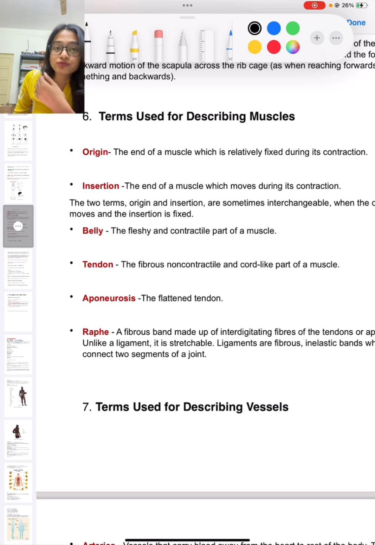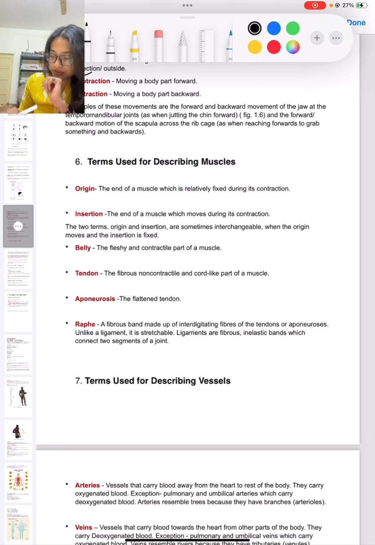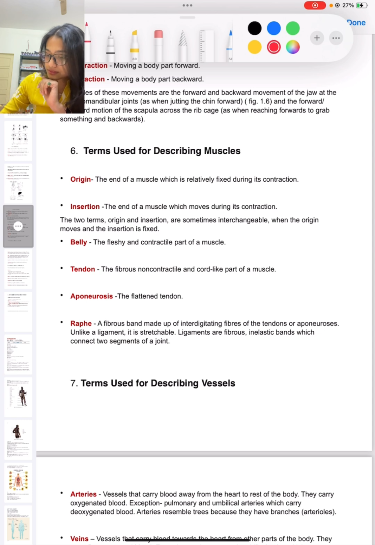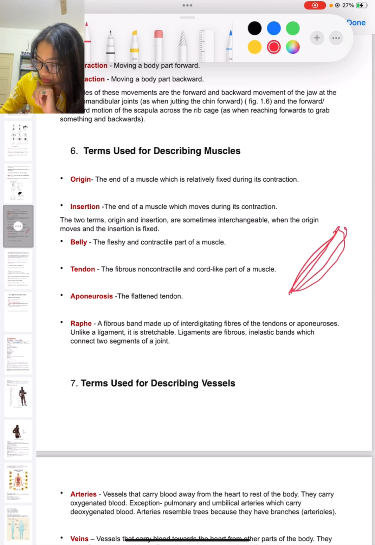Now the terms used for describing muscle: origin, insertion, belly and tendon, aponeurosis and raphe. So we'll see one by one. This is our muscle. Okay, this is a general diagram of a muscle. Now this part is origin. Okay, one part is origin and the other is insertion.